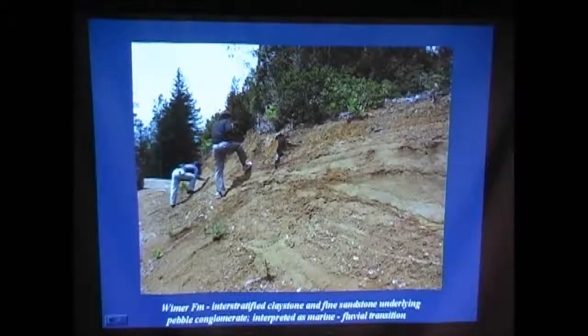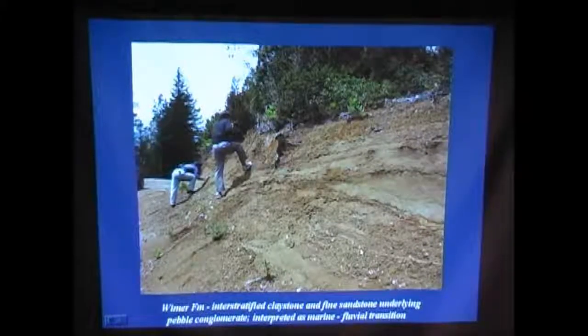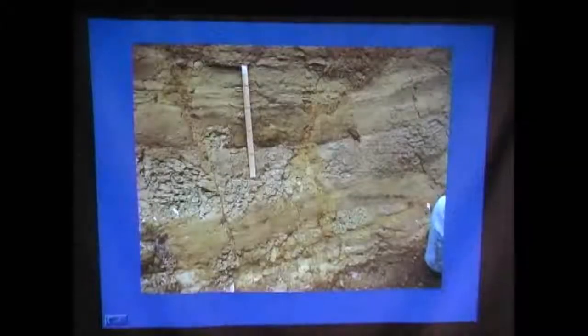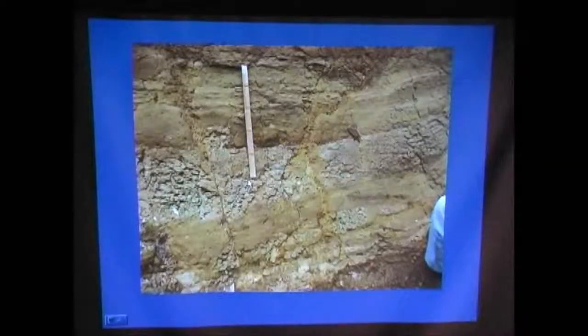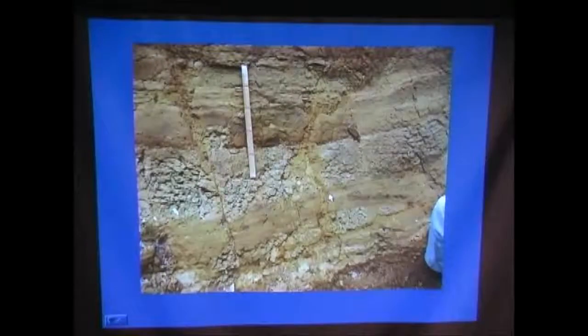And here we have intertonguing conglomerates, which are river deposits, and claystones and sandstones, which have marine fossils. So we're right on the marine, non-marine transition zone. Here's some claystone, some sandstone, and so this is probably tidal influence or estuarine. So you can get slack water, clay deposited, currents moving, sand deposited.